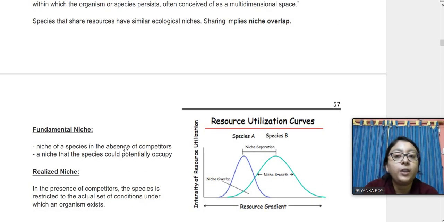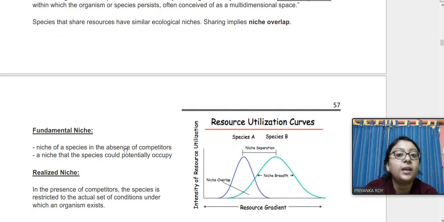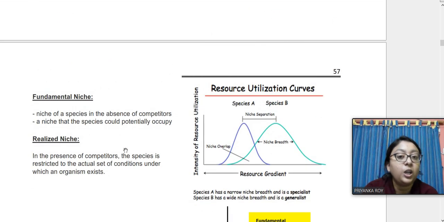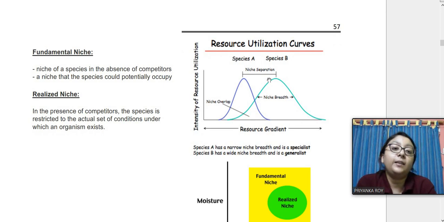If we can see here, species that share the same resources have similar ecological niches. So if they have similar resource utilization, then they will be sharing the same kind of niche, and therefore there will be an overlap of their niches, and this is known as niche overlap. Suppose there are two species, A and B. Species A has a niche of this range, and species B has a niche of this range. So we can easily say that this is the niche overlap, the overlapping region of both of their niches.